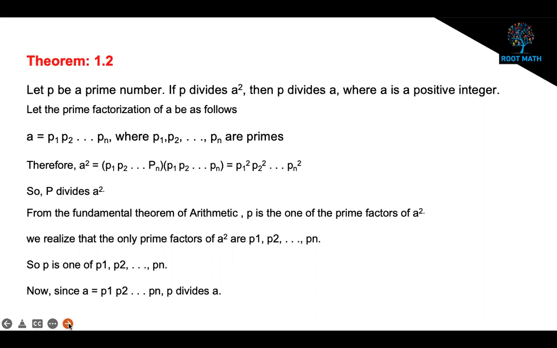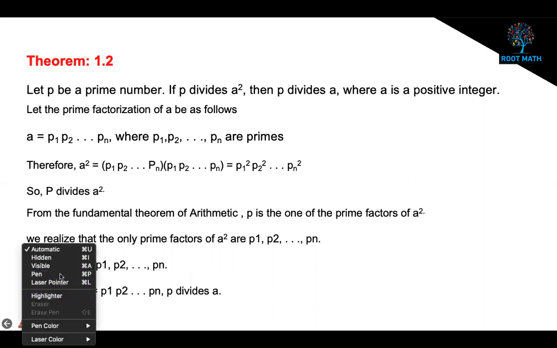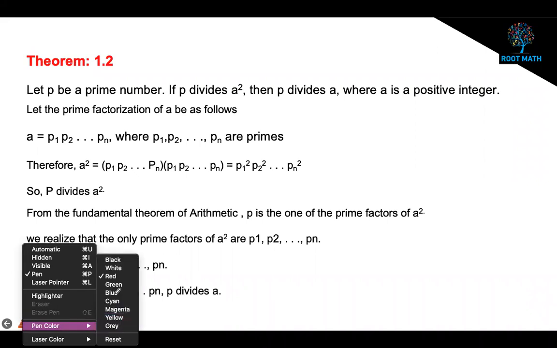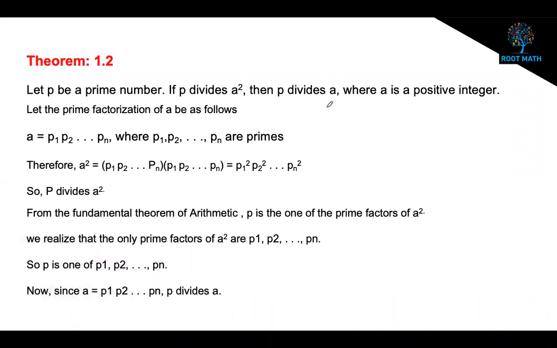First we want to know how they are proving the theorem. Let P be a prime number. If P divides A squared, then P divides A. So when we are reading the theorem statement, it gives that P is a prime number. So I'm considering a prime number 2. And P divides A squared. I'm taking a perfect square number 16, which can be divided by 2. So it's given that P divides A squared.